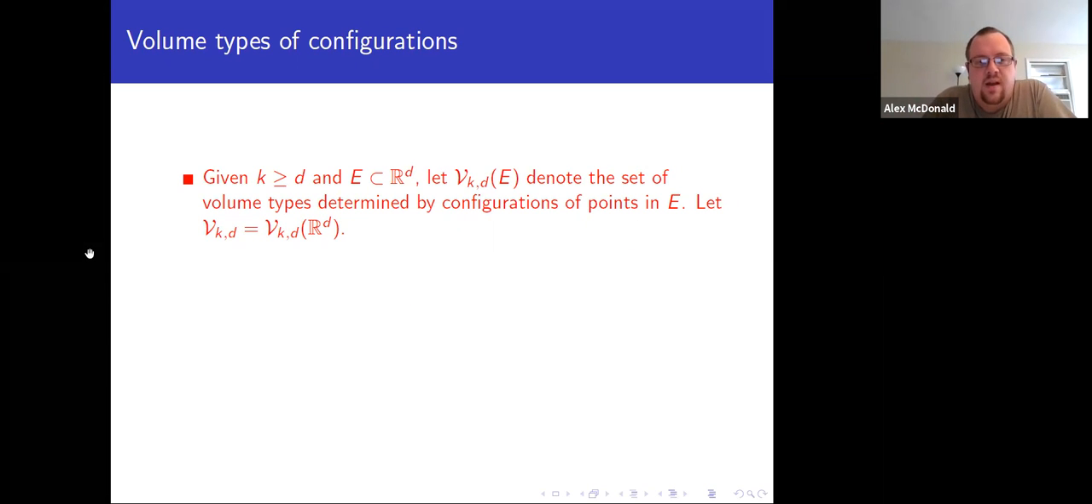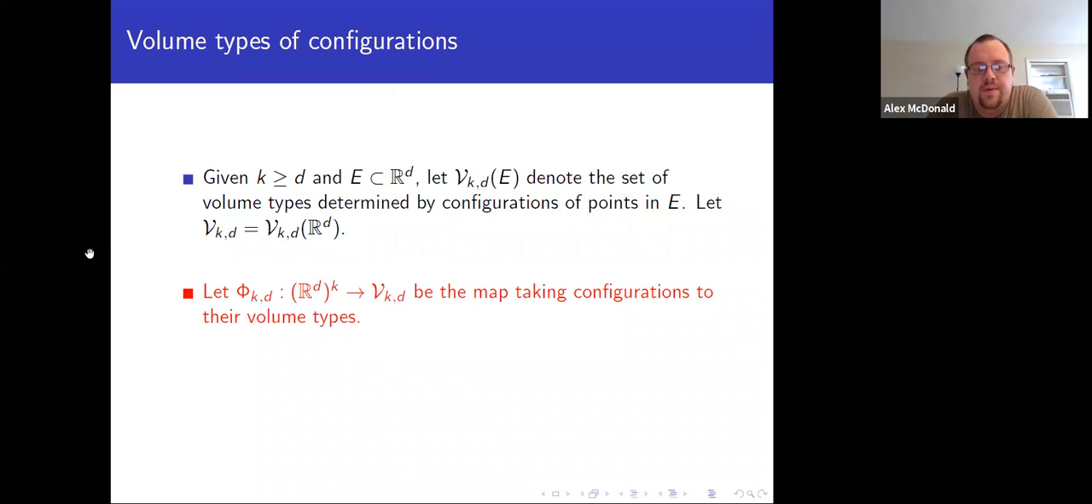Given K greater than or equal to D, and E in R^D, let V sub K D of E denote the set of volume types determined by configurations of points of E, where all of the points in the configuration come from your set E. And V sub KD will simply denote the space of all volume types. This sets up a Falconer type problem for configurations of the kinds we've been talking about.